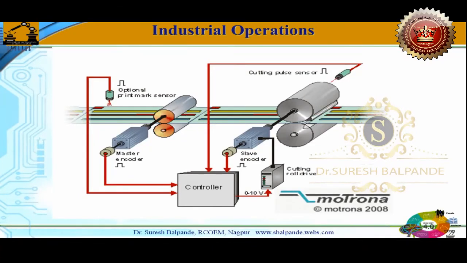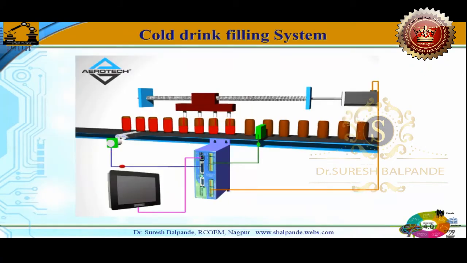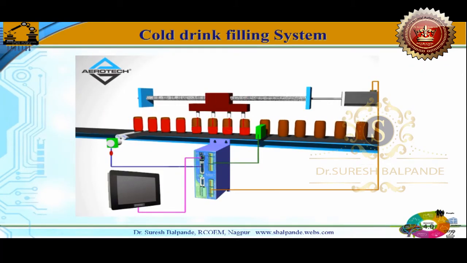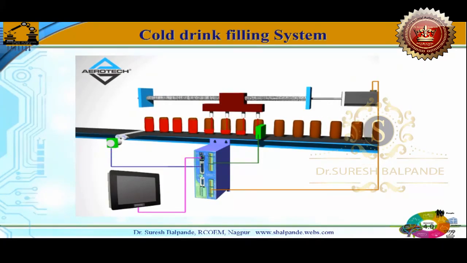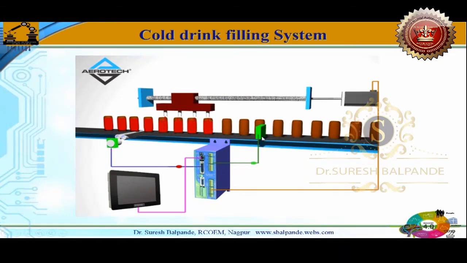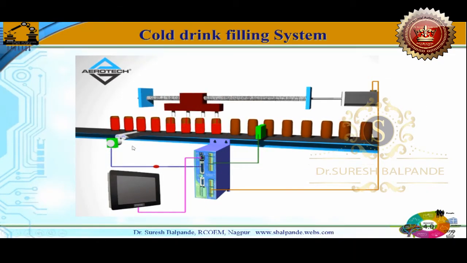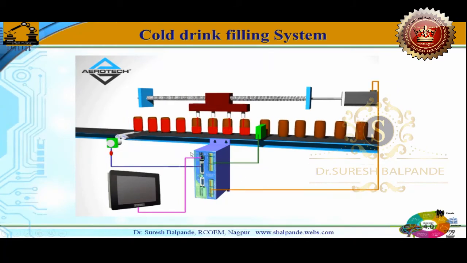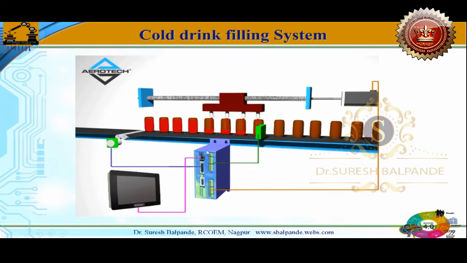So these are a few applications where you can find the use of automation. This is the second example, a cold drink filling system. Here we are using two sensors: this is one sensor, this is another sensor. This is the PLC, that is, programmable logic controller.